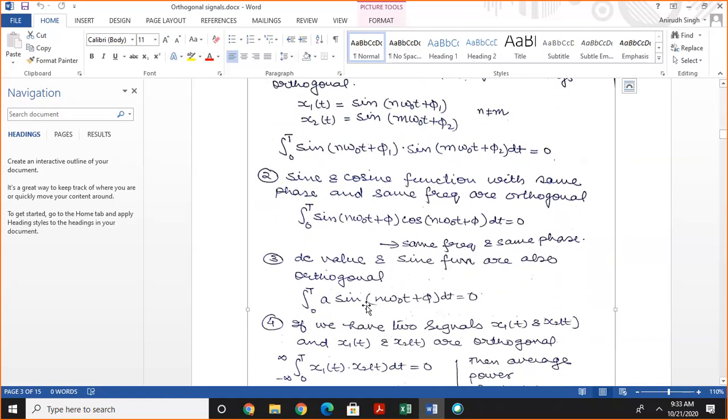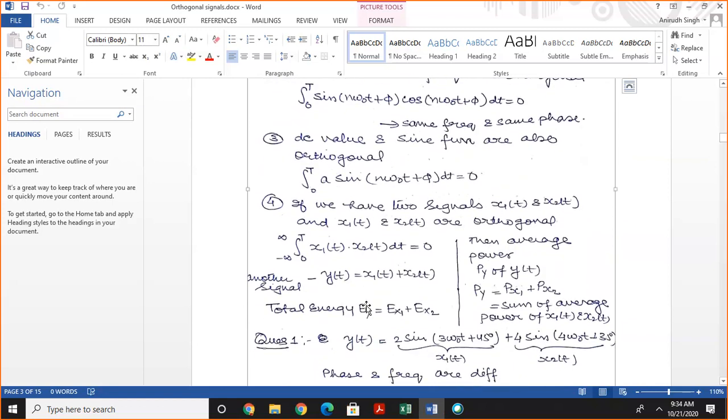Then third, the DC value and the sine function are also orthogonal. Here sine is a periodic function, so we take the integration, and the limit of integration is from 0 to T. The integral of A sine n omega t plus psi is equal to 0. This is the DC value and this is the sine function, and these are orthogonal.